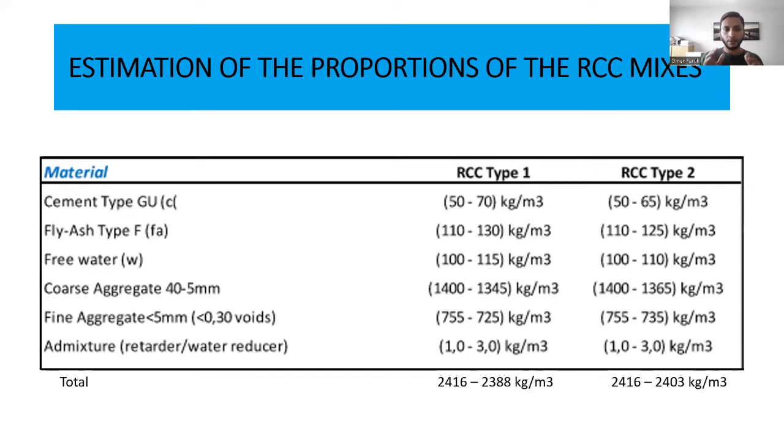Because as you know, for an RCC mix, we need very little water. So some amount of retarder and some amount of water reducer was added. And that is not too much in the whole 2400 mix. It's only 1 kg to 3 kilograms. That is the maximum retarder or water reducer added.